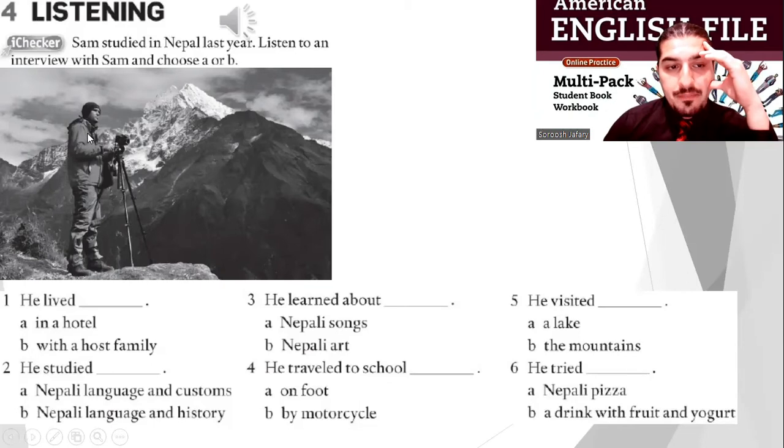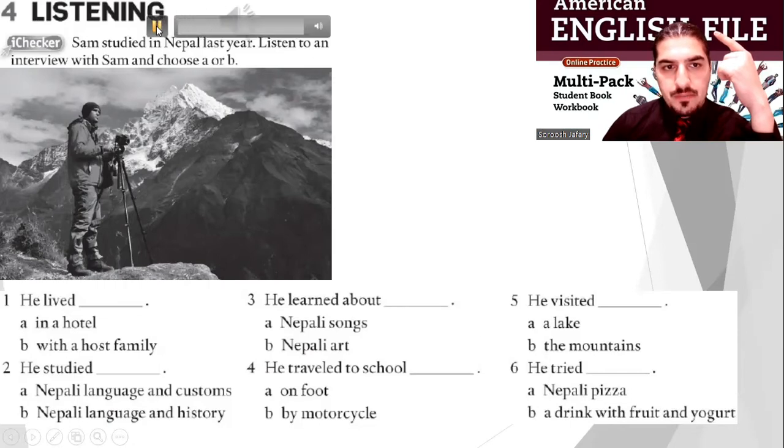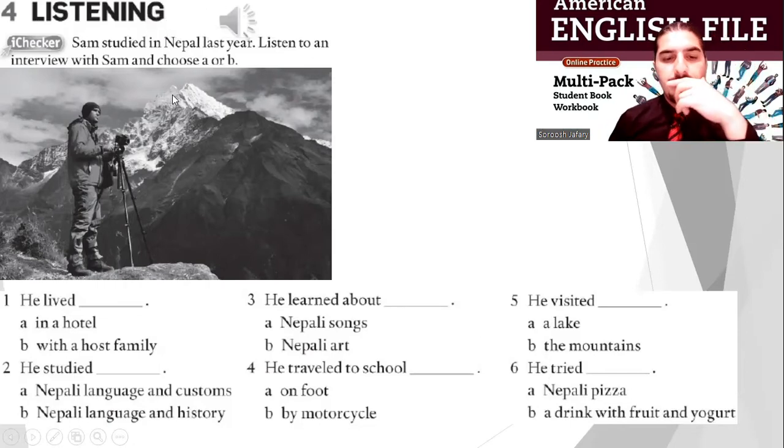This is Sam, right? So, number 1, he lived A, in a hotel, B, with a host family. Listen and choose A or B. Number 1, 2, 3, 4, 5, and 6.